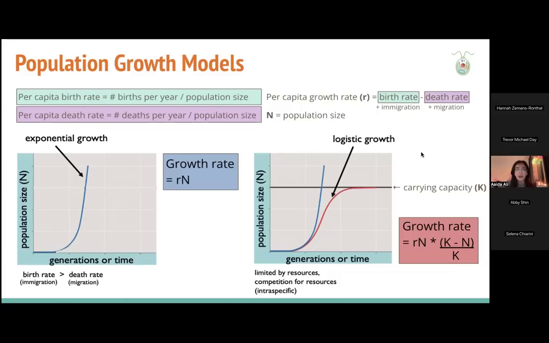In real life, we are limited by resources, and so a more accurate growth model would be the logistic growth model. There's a certain population size that can be sustained, and that is called our carrying capacity, or our K value. Once populations reach this value, they cannot grow anymore. They've hit their limit. The growth rate of the logistic growth model can be calculated by the equation R times N times (K minus N) over K.